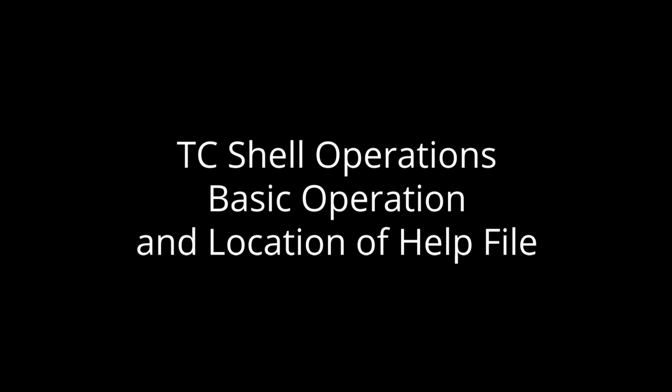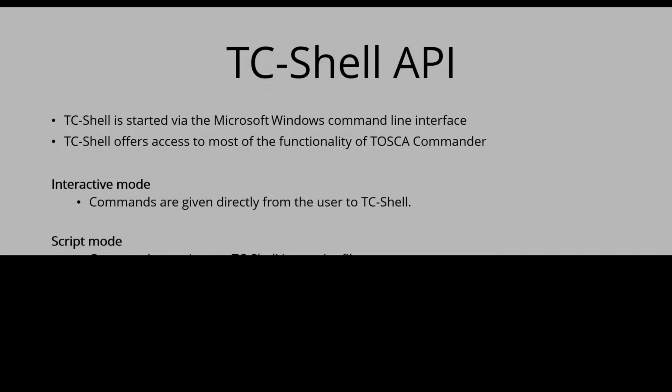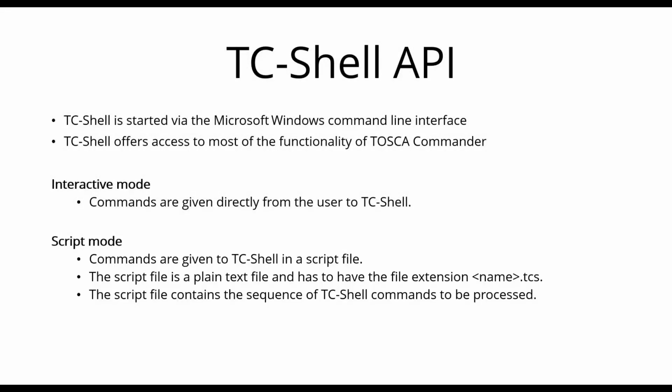Now we are going to learn about the TC shell. This is a command line API which is started via the Microsoft Windows command line, using which we can access the Tricentis Tosca objects. There are two ways to access the Tosca objects by using the TC shell.